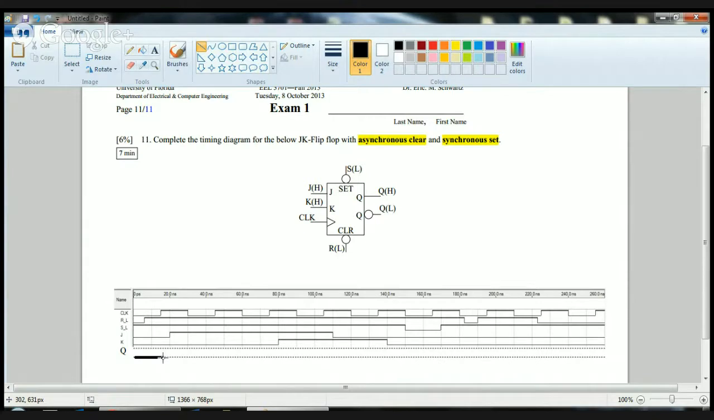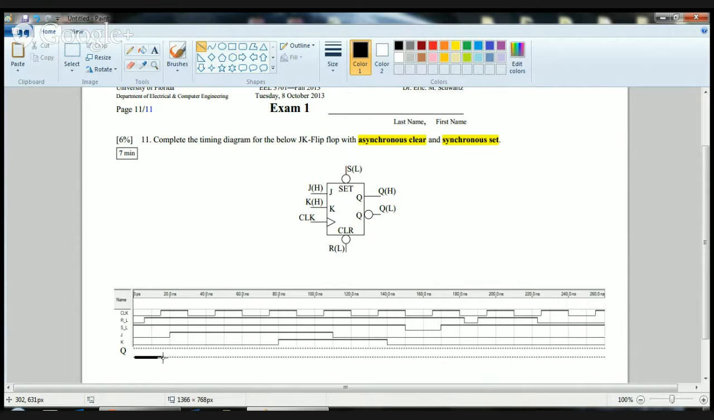Asynchronous and synchronous. I started with those first. You have a synchronous set, right? The synchronous waits for the clock, right? And you have a synchronous set and you have an asynchronous clear. So yes, your clear is active low.